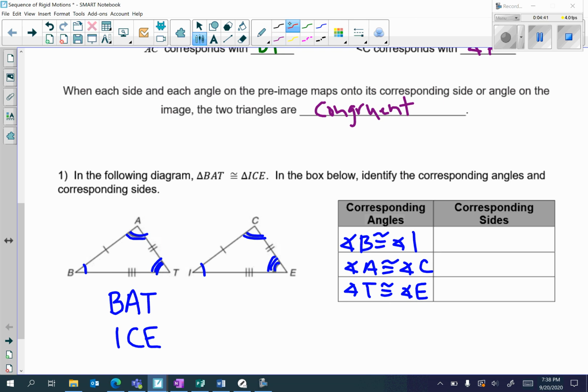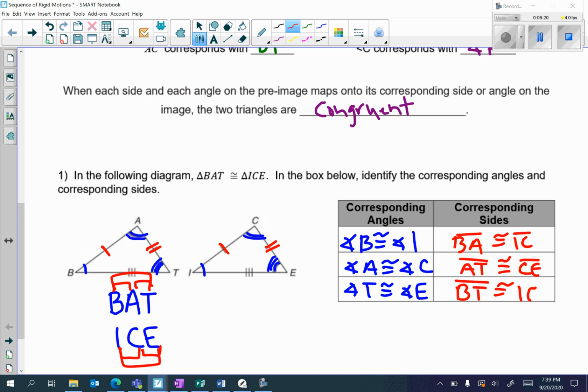Next, let's take a look at the corresponding sides. So we have BA corresponds to IC. Therefore, BA is congruent to IC. Notice there's one congruence mark. AT is congruent to CE. There are 2 congruence marks. And finally, BT, the first and the last letter, correspond to IE. They have 3 congruence marks.